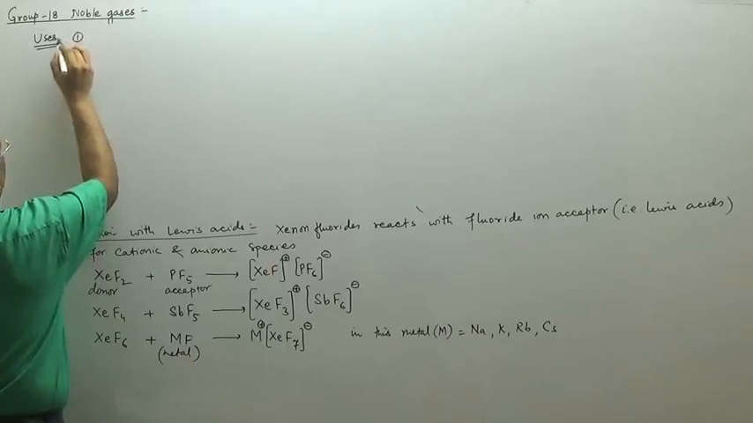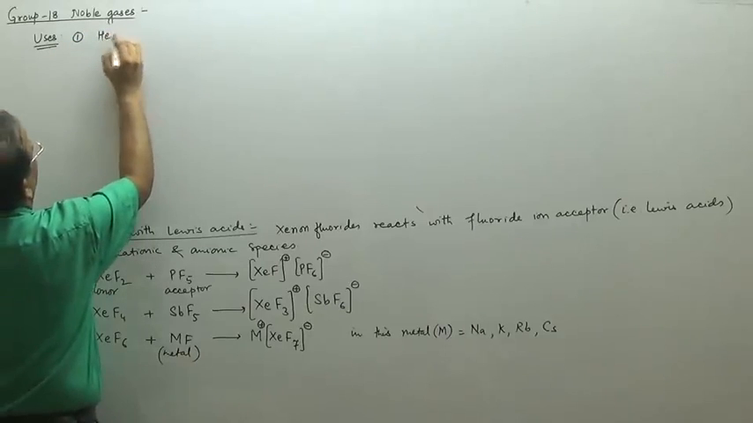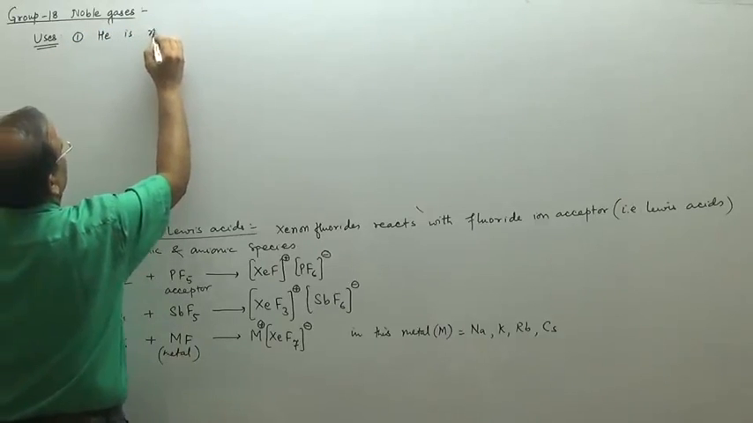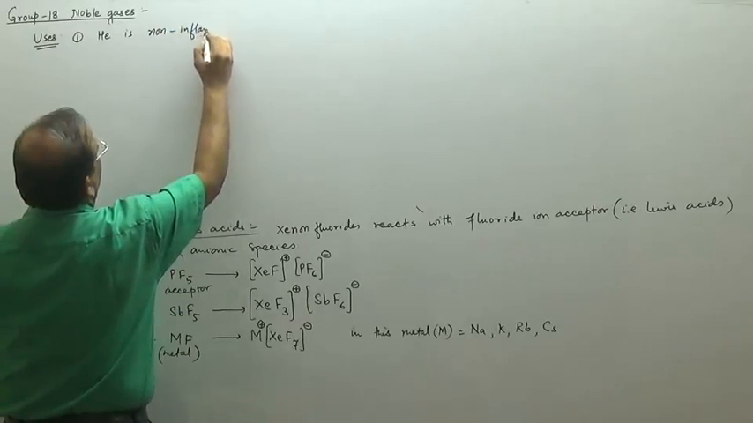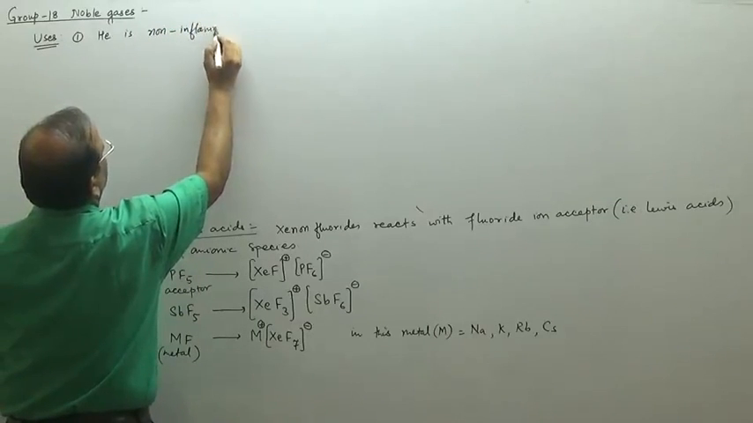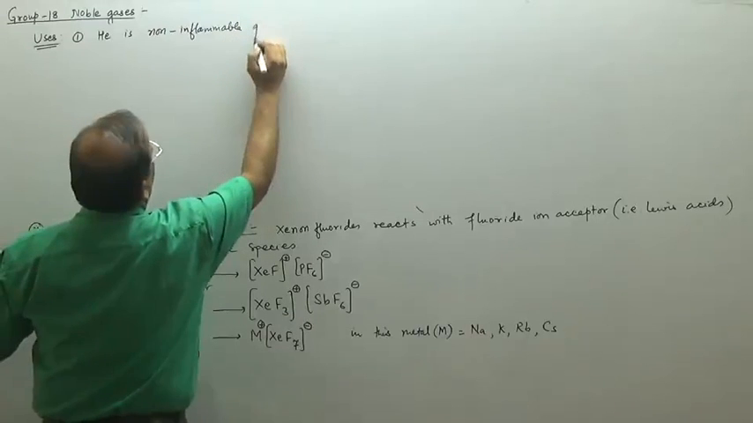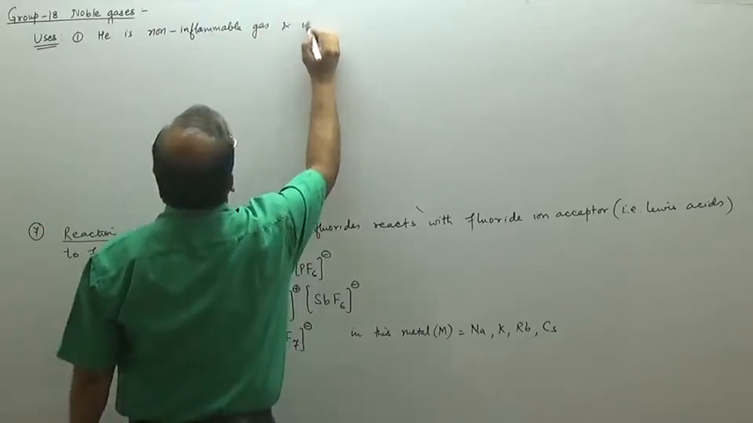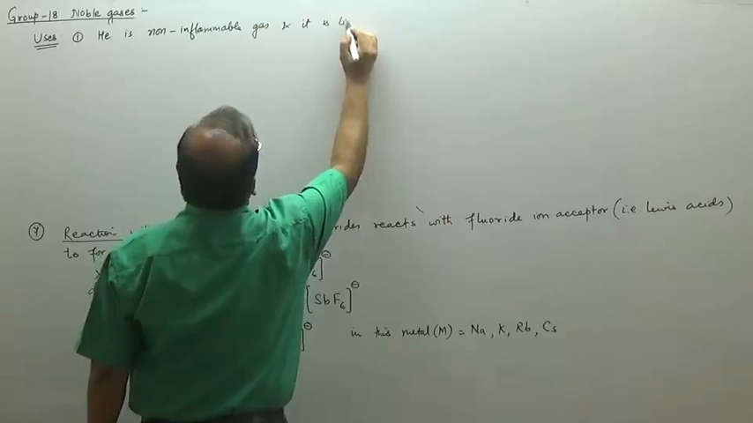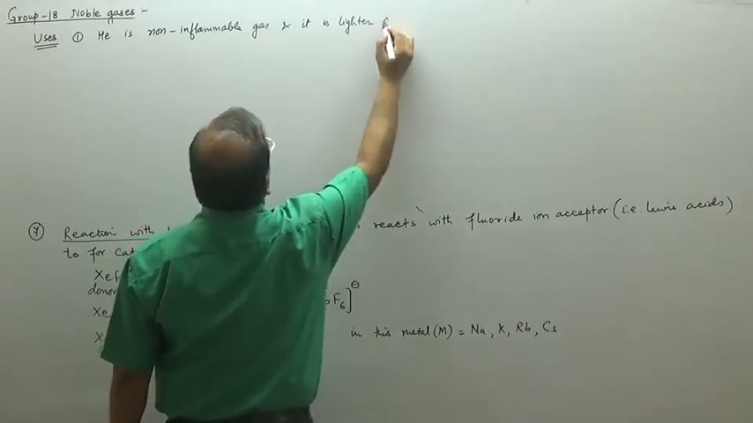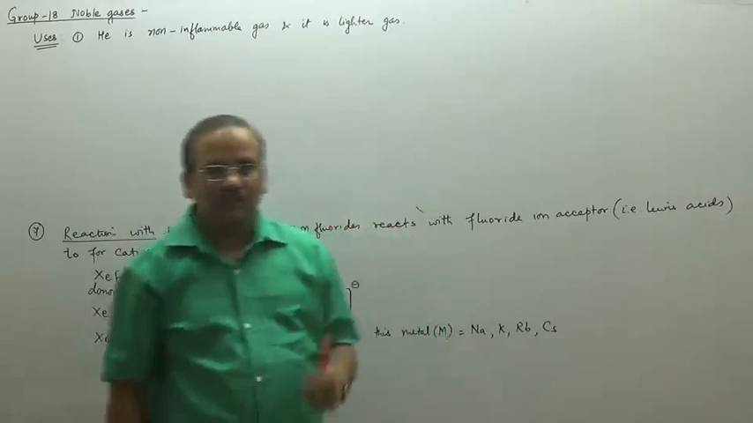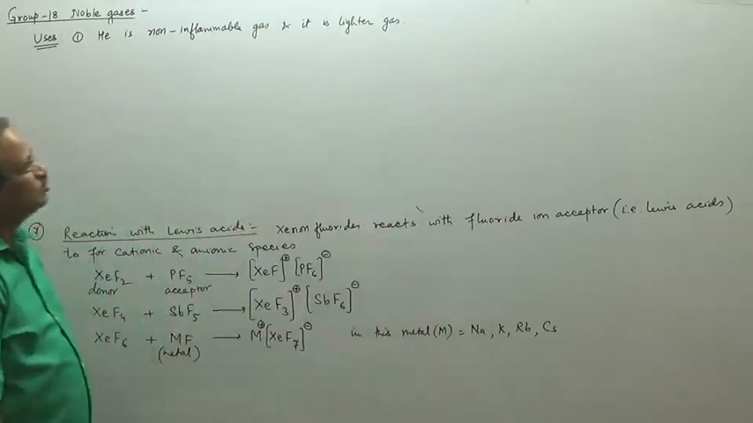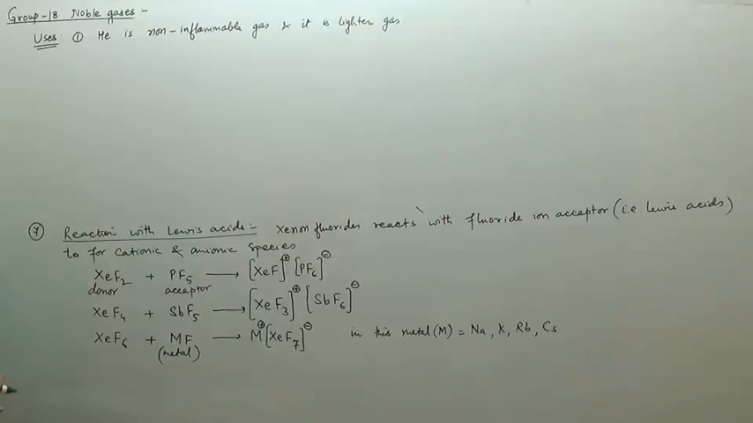For the uses, helium is a non-inflammable gas, and it is a very light gas. That is why it is used in meteorological balloons. Generally in meteorological balloons we use helium. It is non-reactive and non-inflammable, so it is a light gas.